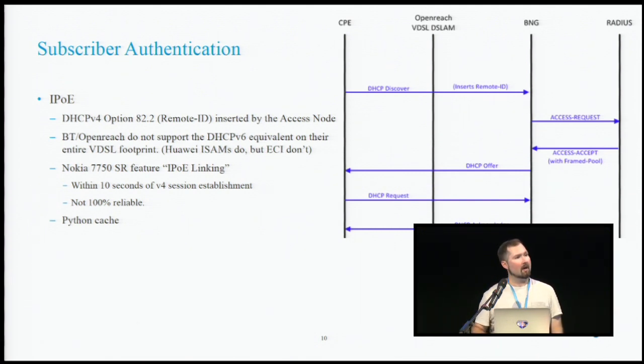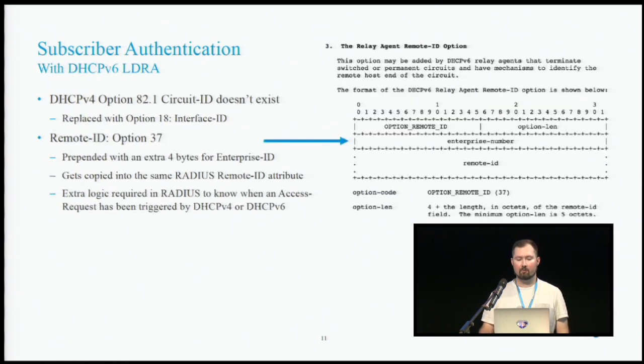If you're lucky enough to have an access node which can do v6 LDRA, or lightweight DHCP relay agent, it will insert that information for you. The circuit ID doesn't exist, it's now been replaced with interface ID, but we weren't using that. We were using the remote ID, which thankfully is there as option 37. The issue with this, as you'll see, is there's an extra 4 bytes appended to that remote ID for the enterprise ID.